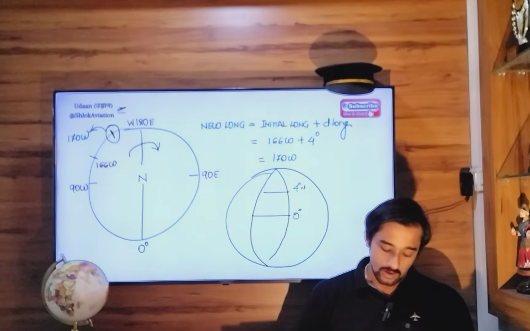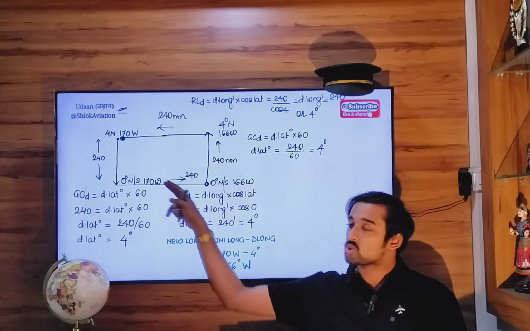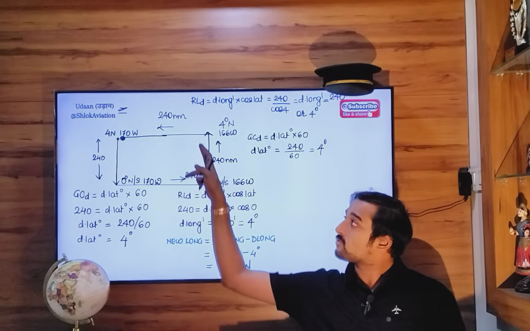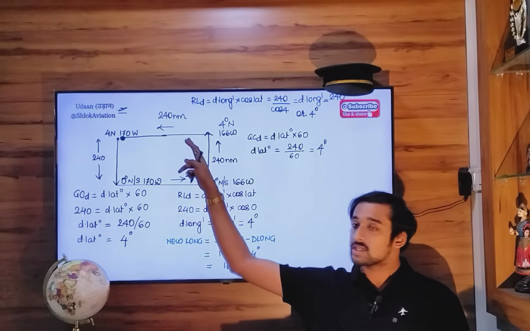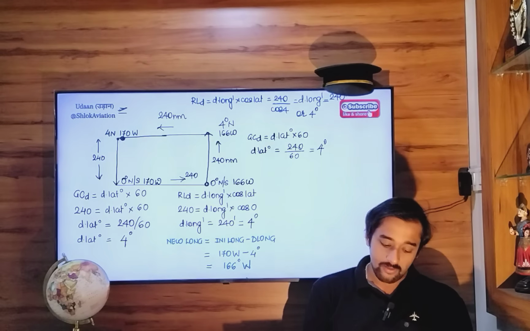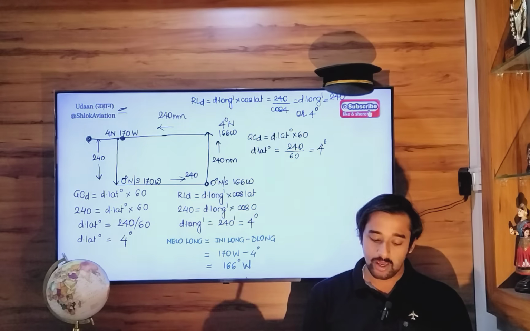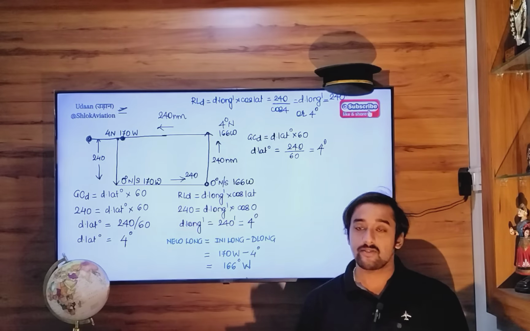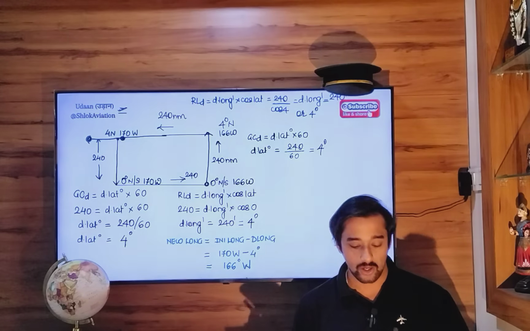So over here, when you travel at the equator, this is 240 nautical miles. At 4 degrees north, the 240 nautical miles will not be equal to this. So 240 nautical miles will go beyond this. So the final longitude should be beyond 170 west. It cannot be 170, it can be 171, 172.